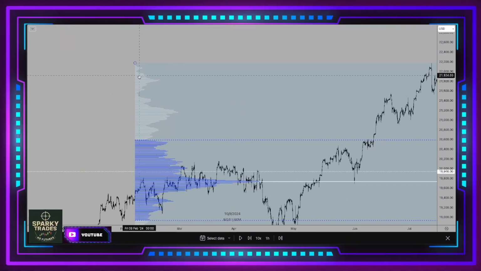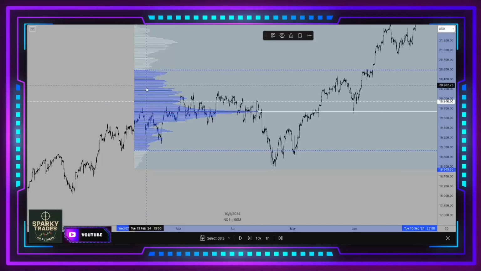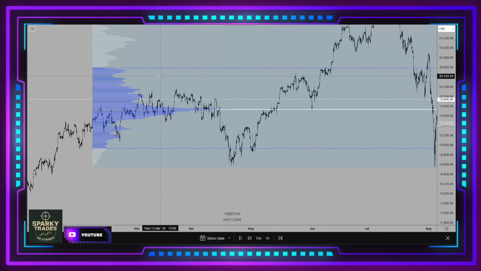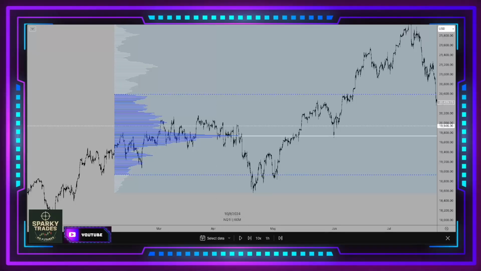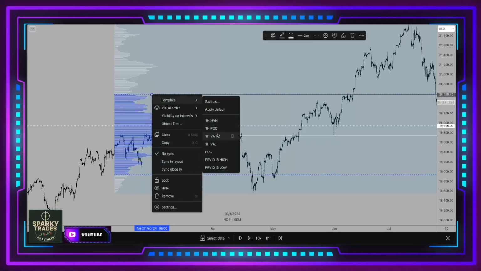Alright, so look at this. D-shaped distribution. Right? D-shaped distribution with a lot of low volume nodes. So what are we gonna do? We're gonna mark everything out. There's value area high.